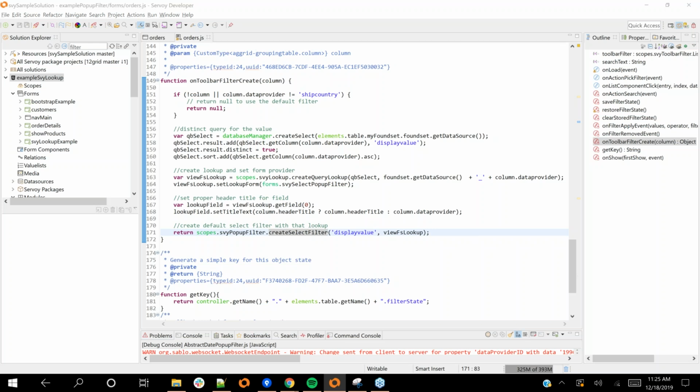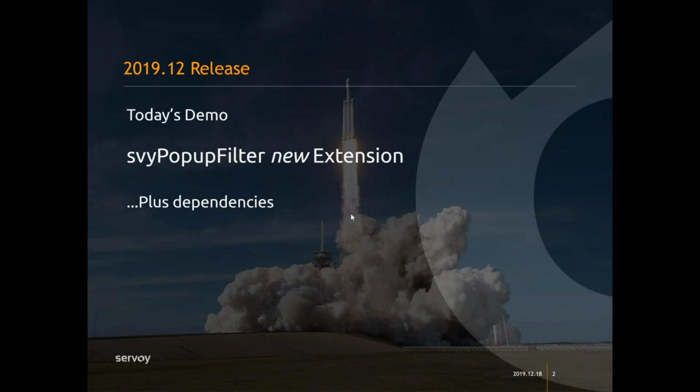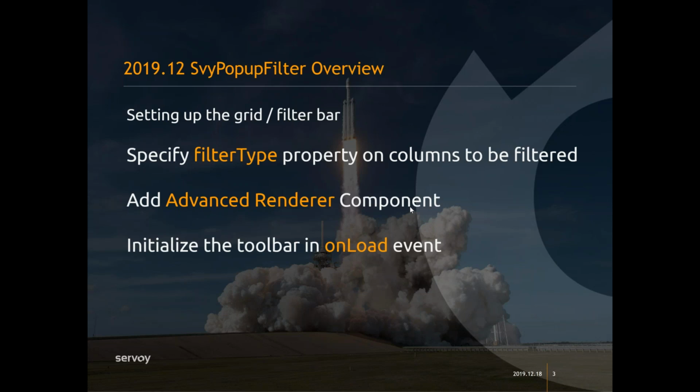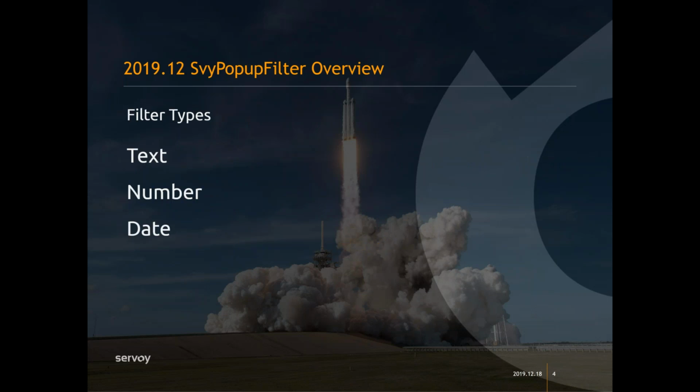So I think that's all that I wanted to show you. Maybe it makes sense to jump back and just do a quick review of everything that we've seen. So in order to get things set up, getting started is pretty easy. You go ahead and place a grid on a form. You've got to specify that filter type. And then you've got to place one component at least, which is that advanced renderer component. I know that it's a little bit weird that it's a separate component, but that gives you the most flexibility to set this up any way you like UI-wise. And that's a component that we released that you just kind of connect one to the other. And the best place to do that is in the onLoad event.